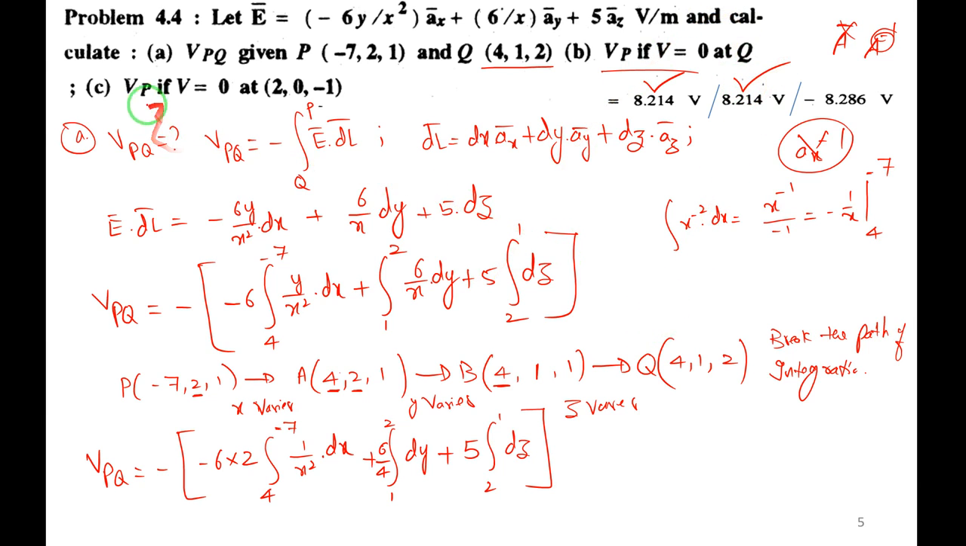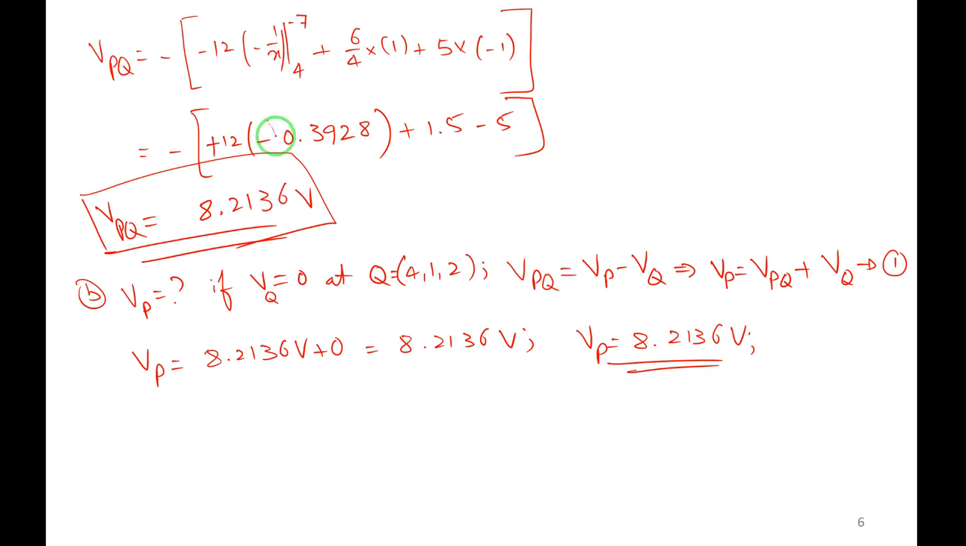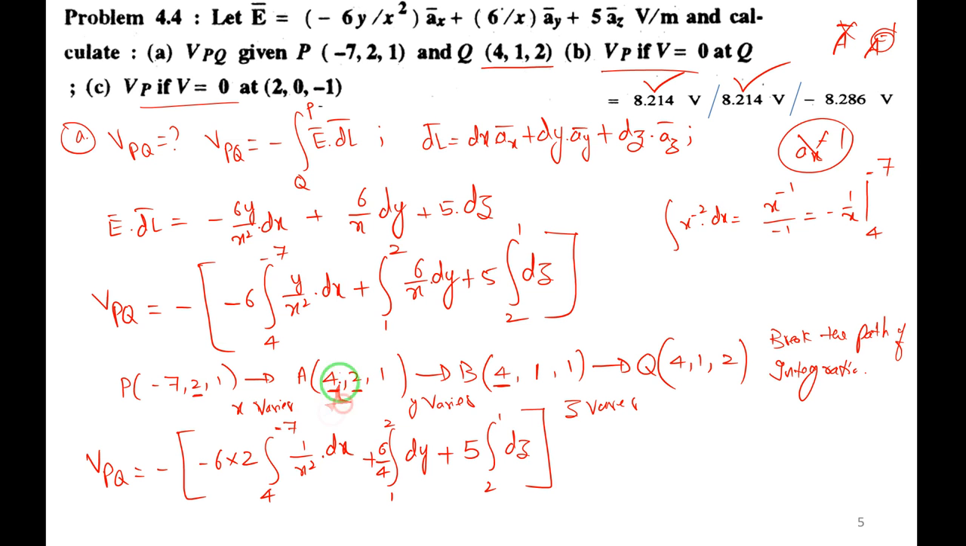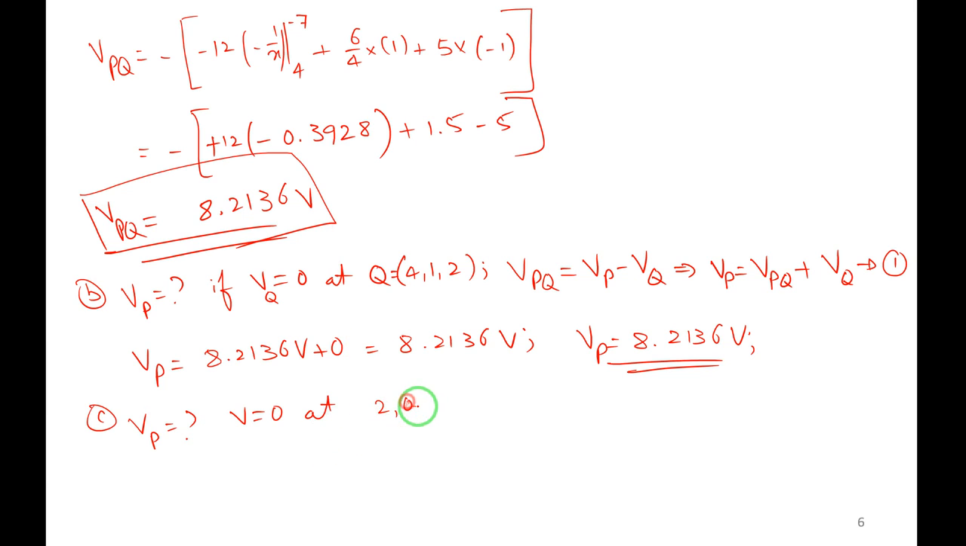Then next come to part C. Find out VP if V equals 0 at this point 2, 0, minus 1. Let me call this point A. I just have to make use of proper notations. You can take any coordinate, I have taken it as A here.